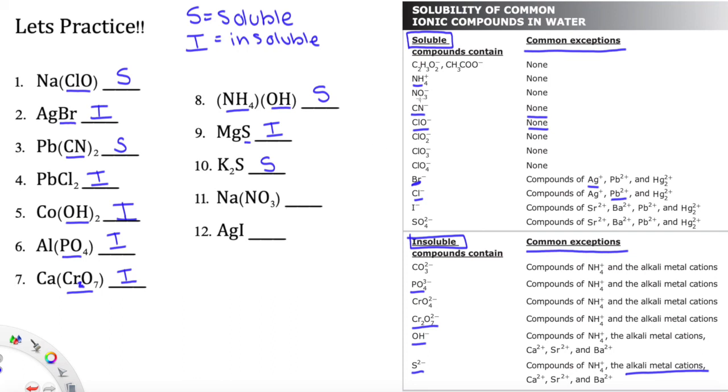All right, and sodium nitrate. So let's find nitrate on here. Here it is right here, NO3. And there are no exceptions for that. So that is going to be a soluble compound. And then silver iodide. So let's take a look for iodide. There's our iodide ion. And let's take a look at the exceptions. Silver is not an exception here, so this is going to be a soluble compound as well.